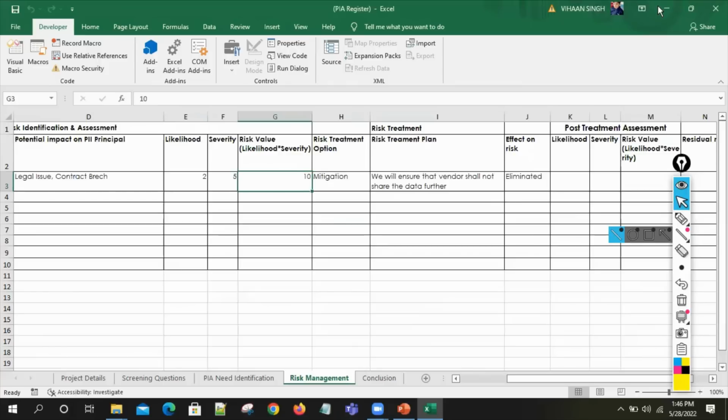So that's all from the data privacy GDPR and ISO 27701 framework.